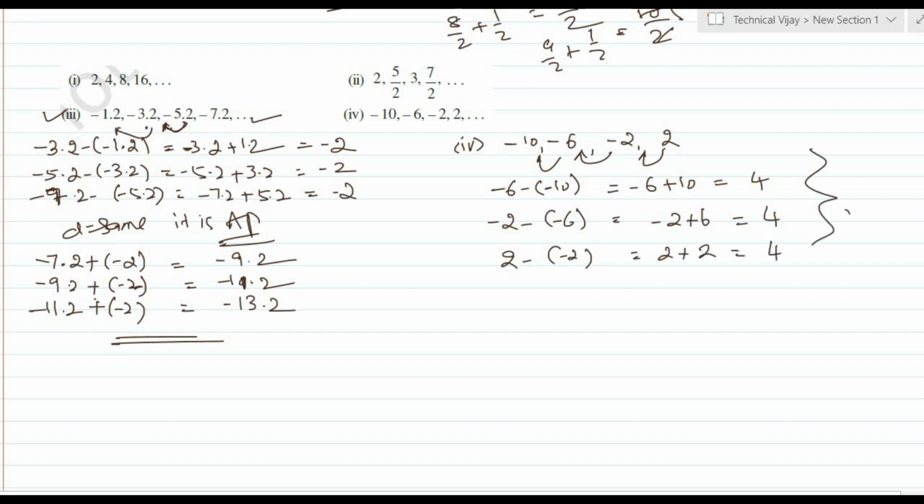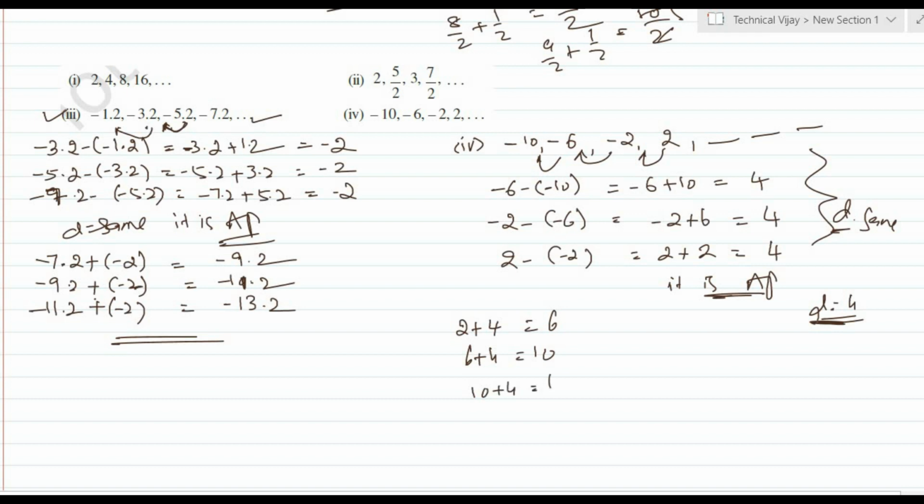See here the common difference is the same, which means it is in AP. So if it is in AP, D is equal to 4, and we have to find the 3 more terms. For getting 3 more terms, we have to add this D, the common difference. That is 2 plus 4, which is equal to 6. 6 plus 4 is equal to 10. 10 plus 4 is equal to 14. So here the terms are 2, 6, 10 and 14.